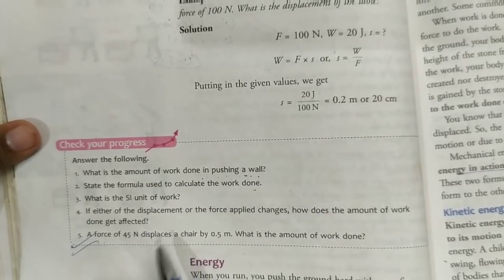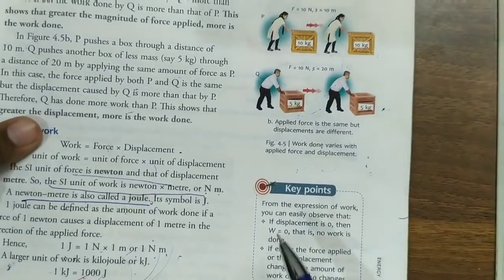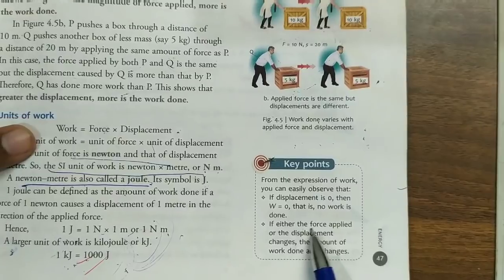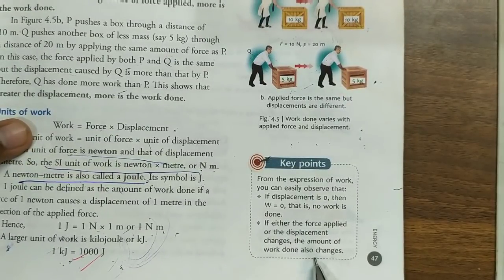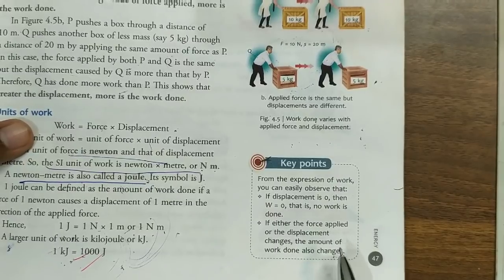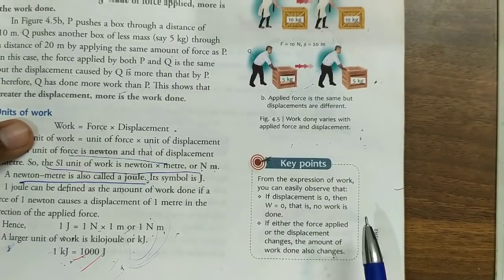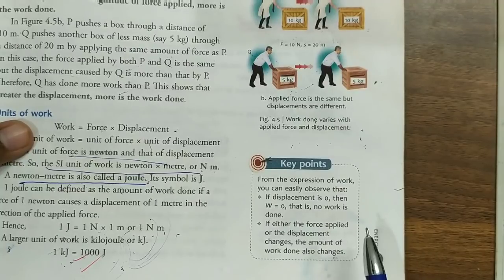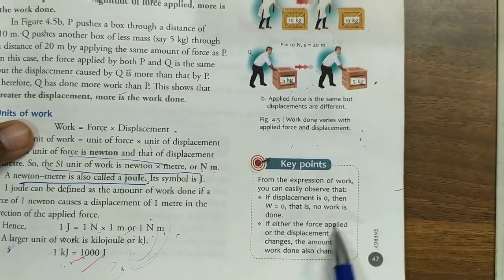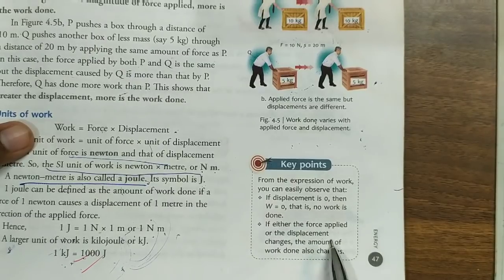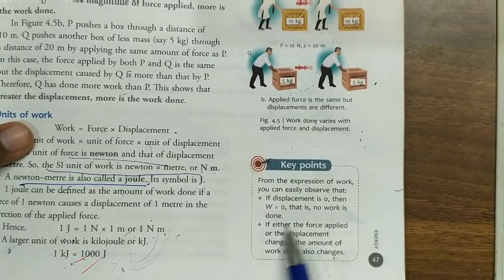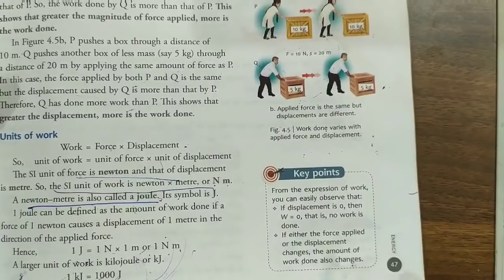Okay. Now if either the displacement or force applied changes, how does the amount of work done get affected? Now this answer is given here, children. See, if either the force applied or the displacement changes, the amount of work done also changes. It is obviously correct, children. कुछ भी आप change करोगे, either you change the force or the displacement, so the amount of work done also changes according to the force applied or the displacement.